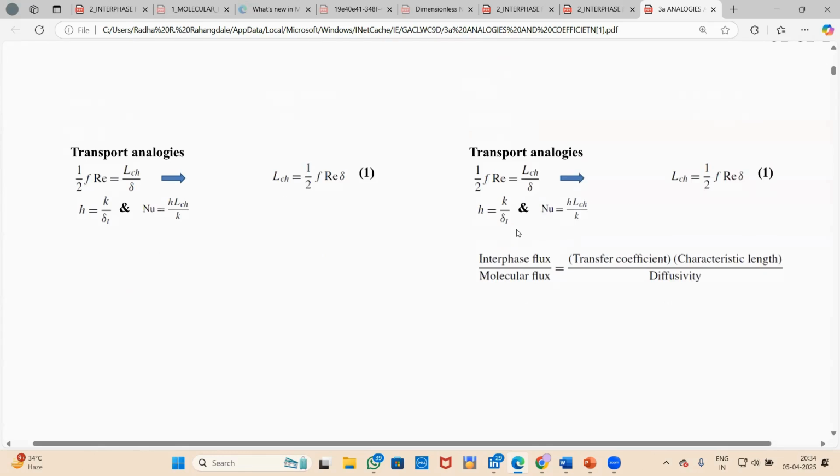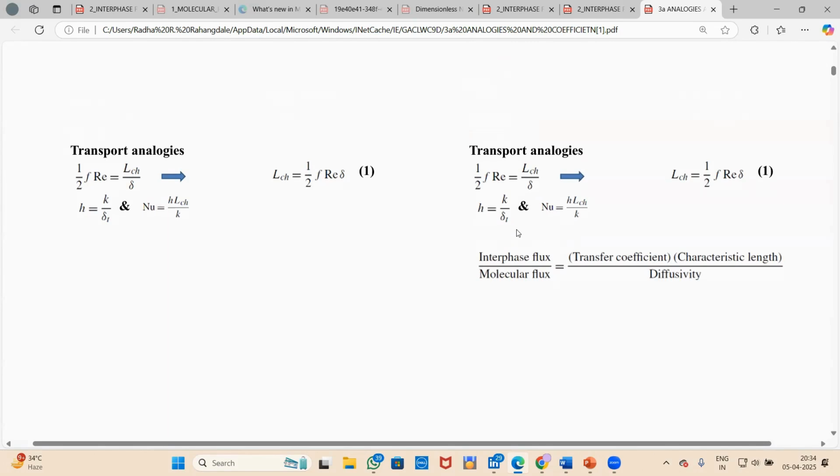From the dimensionless numbers, we got the idea that Nusselt number is equal to h into L_CH by k. On equating h is equal to k by delta_T and Nusselt number is equal to h L_CH by k, we get the equation L_CH is equal to Nusselt number into delta_T.